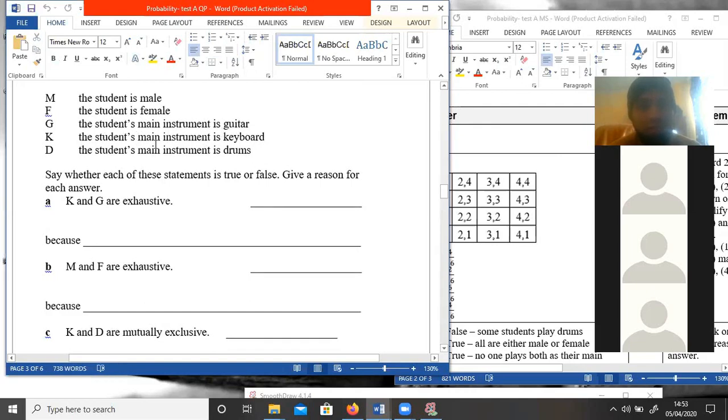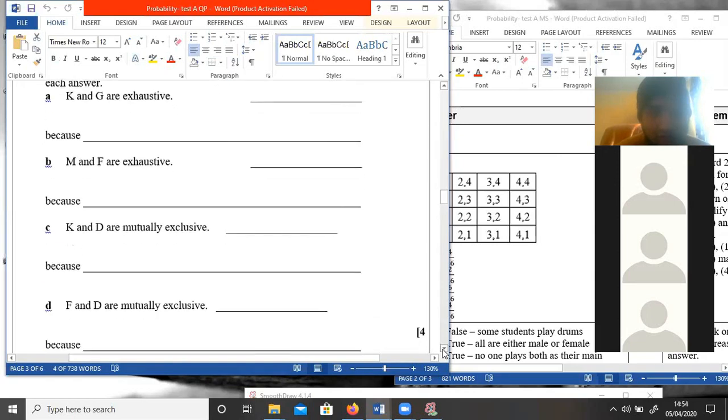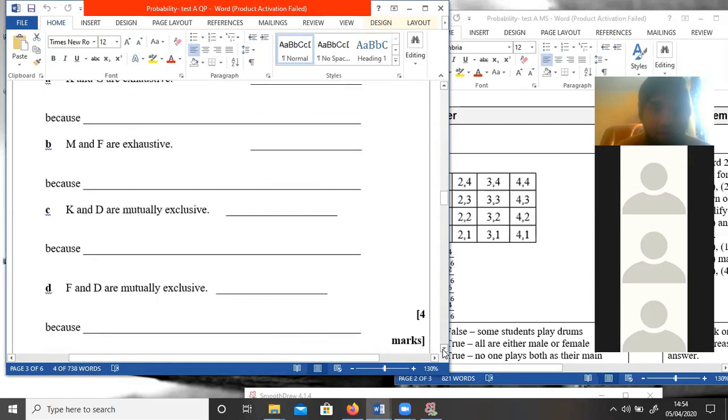the student's main instrument is a keyboard, the student's main instrument is a drum. These have to be exclusive. If a student plays a keyboard, he only plays a keyboard, one main instrument. If a student plays a drum, he only plays a drum. So if he does one, he can't be doing the other, or she can't be doing the other. Okay, guys? If that's clear, I'll move on. If not, ask. Good. K and D are mutually exclusive.